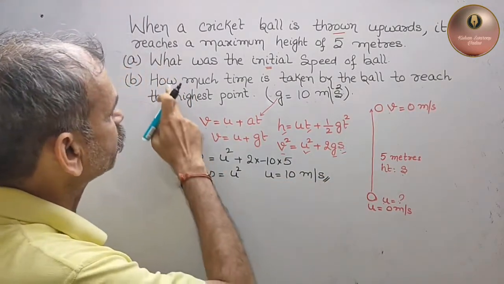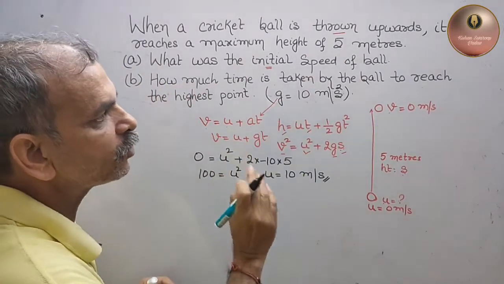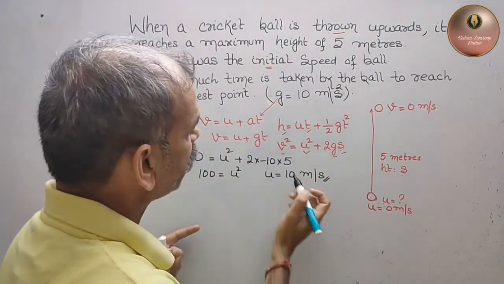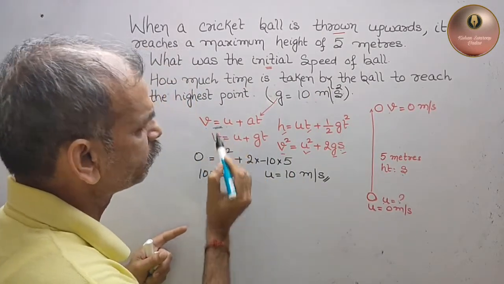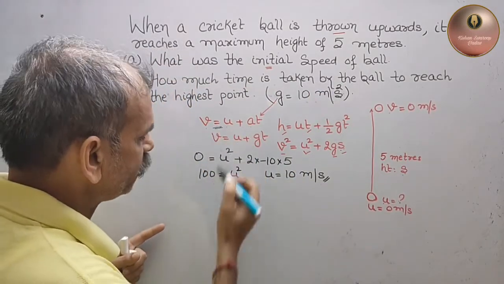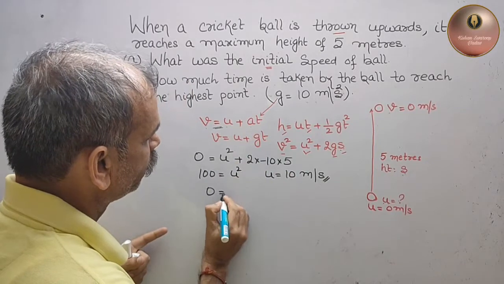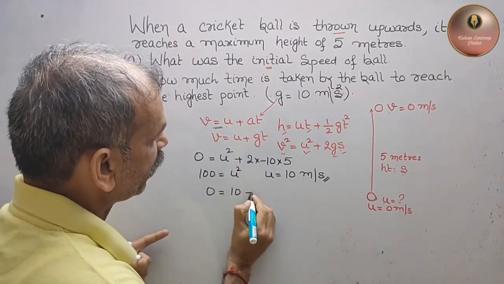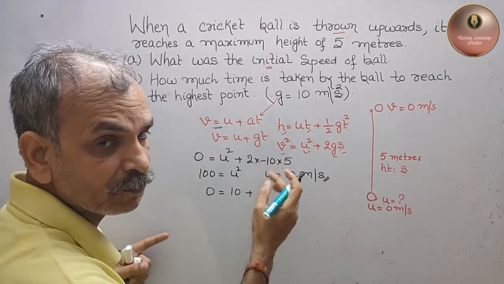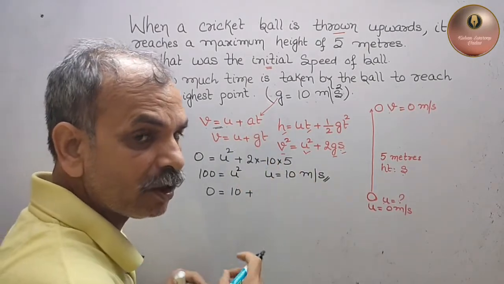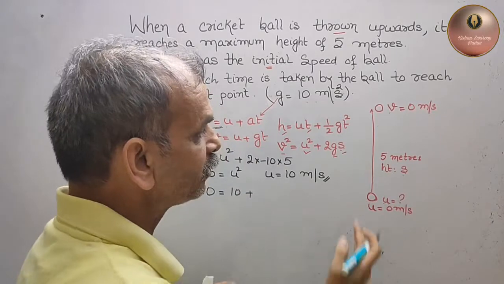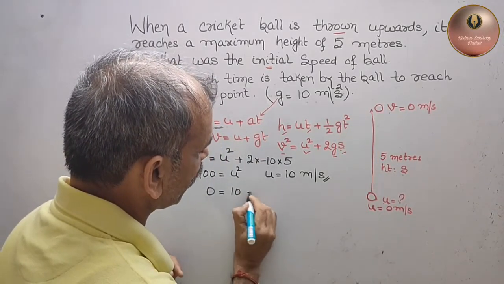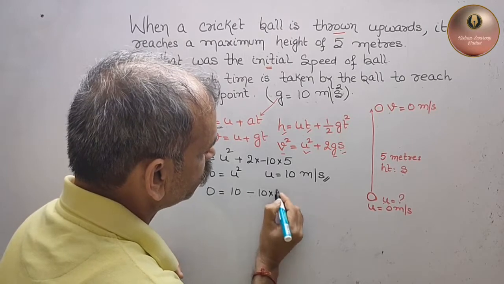Now comes to second one. तो we have to find out the time. Time we can go for first one only. तो v is 0. Now u is 10 plus a, means g, that is your minus 10, है ना. तो minus 10, we can write it as minus 10 into t.